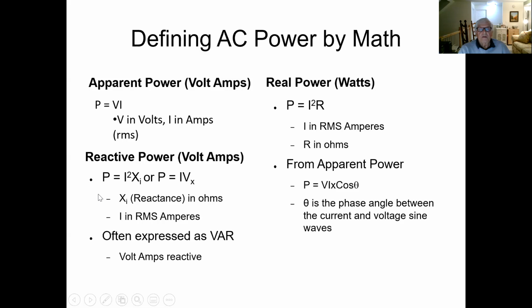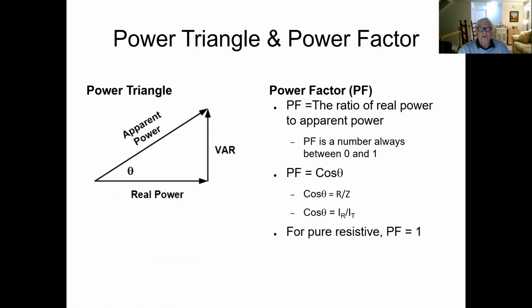So we can define what the parameters are by math, or we can use the power triangle and come up with something which we call the power factor, which is the ratio of the real power to the apparent power. And that is it. If you want to go over this more carefully, you can do that by looking at the PowerPoint presentation.